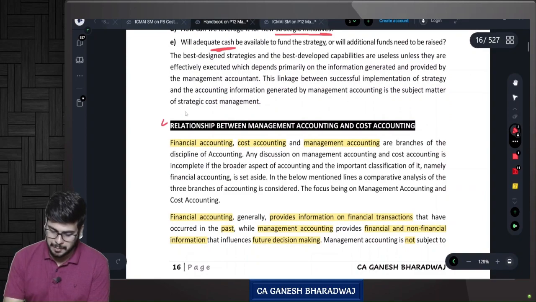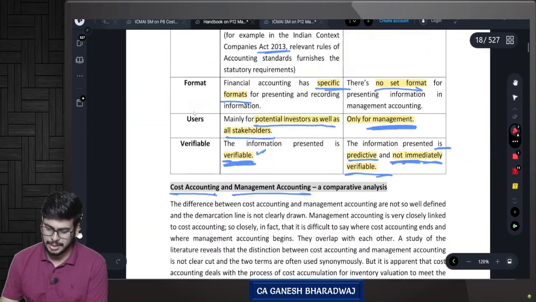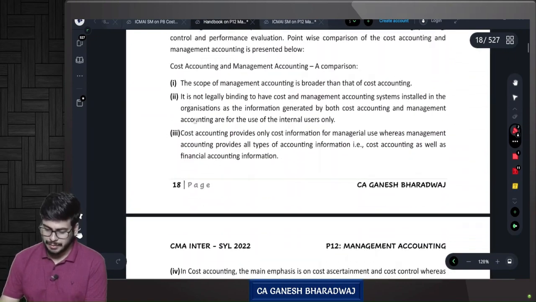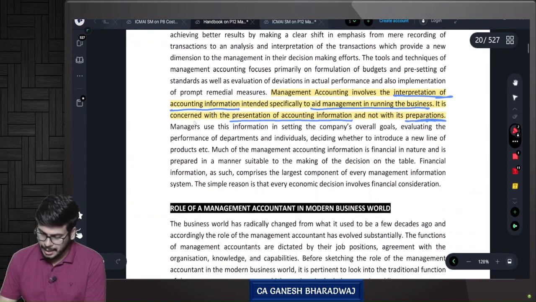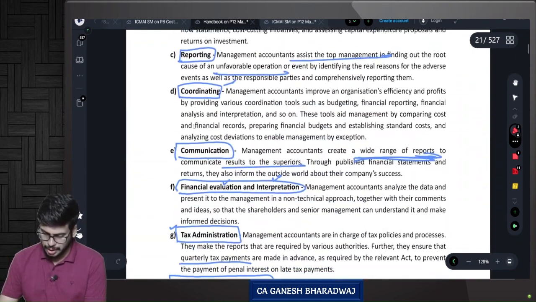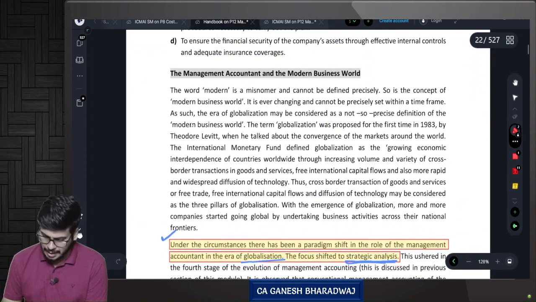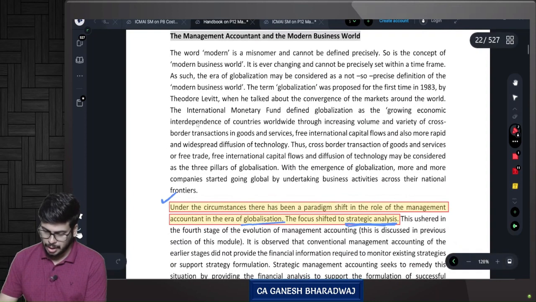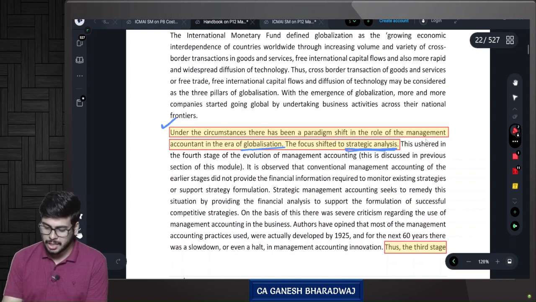And of course, management accounting versus cost accounting, we have just done all these things. Role of a management accountant in the new business world, we have seen this all. And the management accountant in the modern business world, I told you here, under the changes in circumstances, there has been a paradigm shift in the role of the management accountant in the era of globalization.